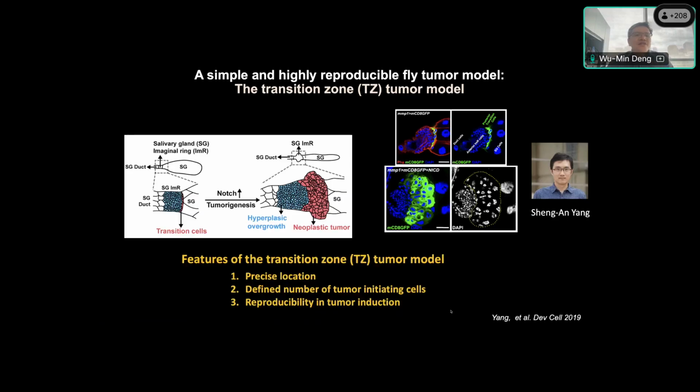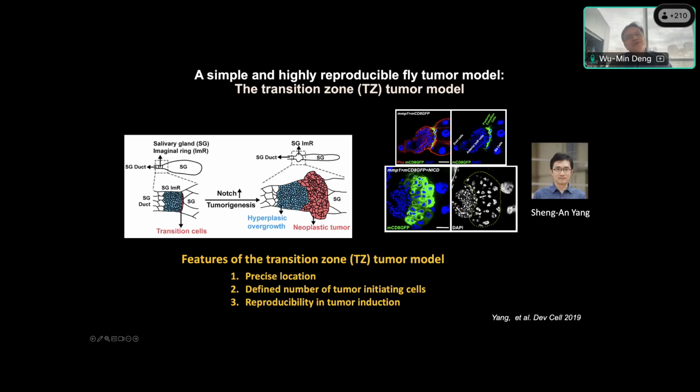When a talented former graduate student, Shen Yang, joined the lab, he was able to identify a very interesting group of cells in the larval salivary gland. There is a very small group of cells located in the imaginal ring, at the boundary between the precursor cells, the lower imaginal ring cells, which are the precursors of the salivary gland, and the giant salivary gland cells. These cells are specifically prone to tumorigenesis. When we give them oncogenic Notch activation, the tumor forms only in this group of cells.